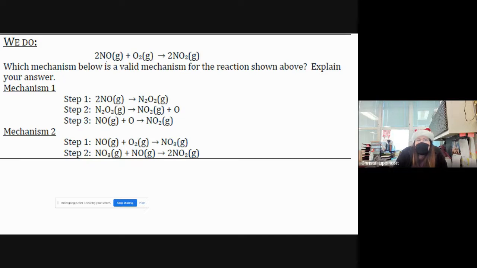We have our mechanism here. We've got two proposed examples here, and this is our overall. They want to know which one is correct. So what we're going to do is look and see when we combine this one and when we combine this one, which one looks like this. So go and see if you can do that.